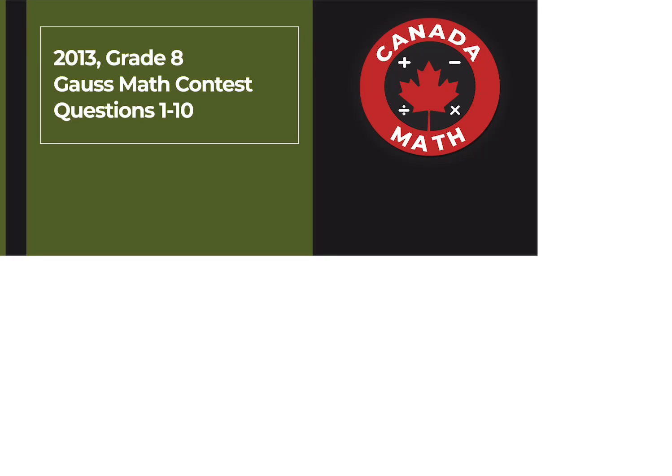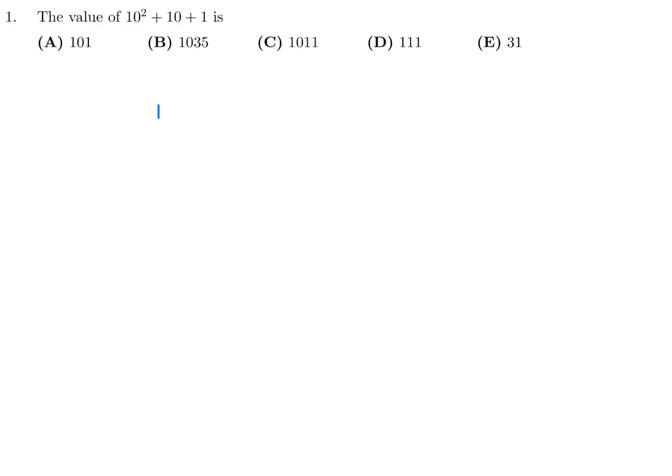Questions 1 through 10 on the 2013 Grade 8 Gauss Math Contest. The value of 10 squared plus 10 plus 1 is: 10 squared is 100, plus 10 plus 1, so that is 110 plus 1, which is 111. Number 1, therefore, the answer is D.